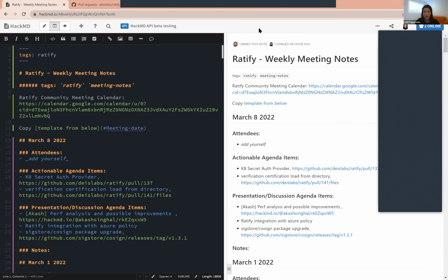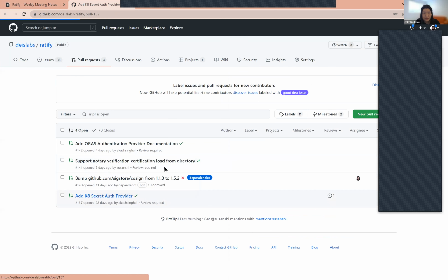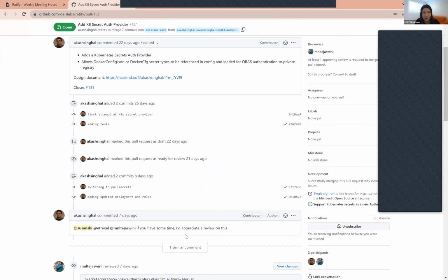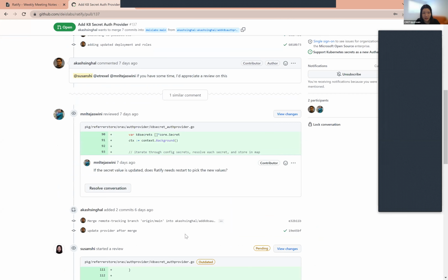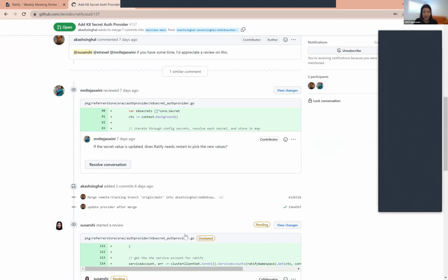Yep, so we'll start with the Kubernetes secret auth provider PR. Let's see if there's any updates there. Yeah, I see Tejo has added a comment about what we would do if the secret value is updated. Akash, do you want to add any details?